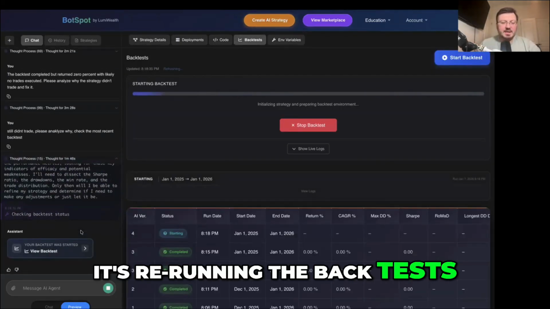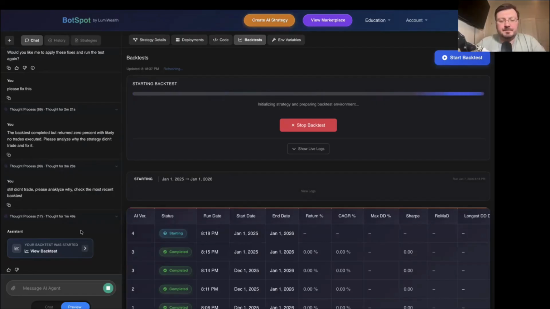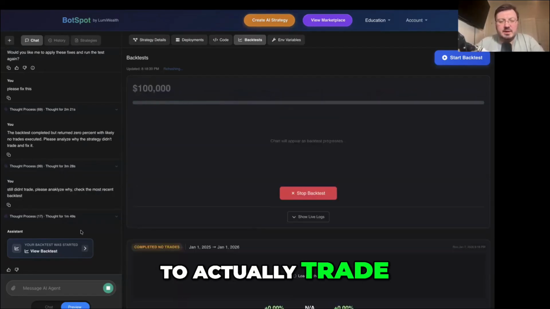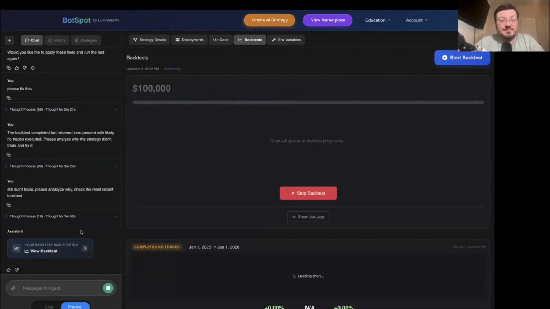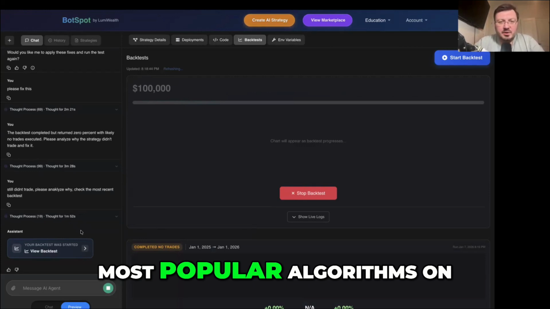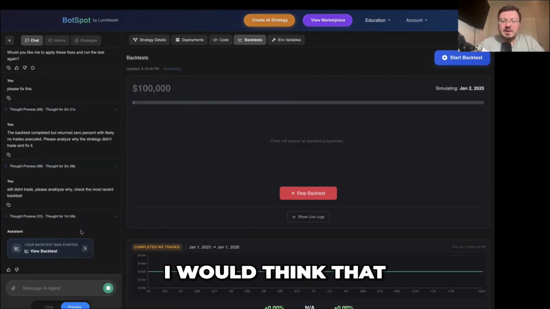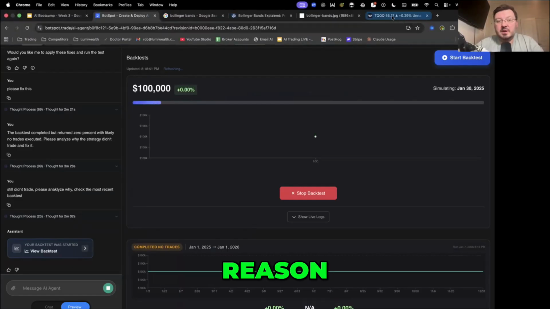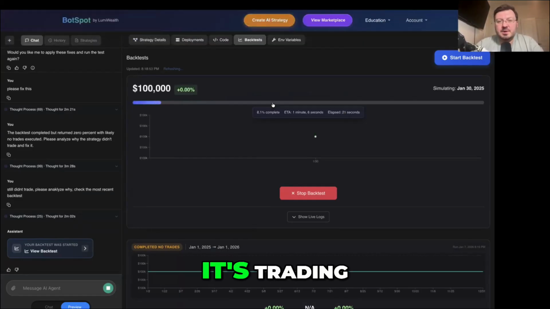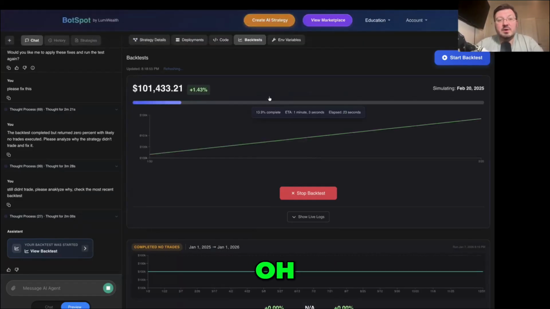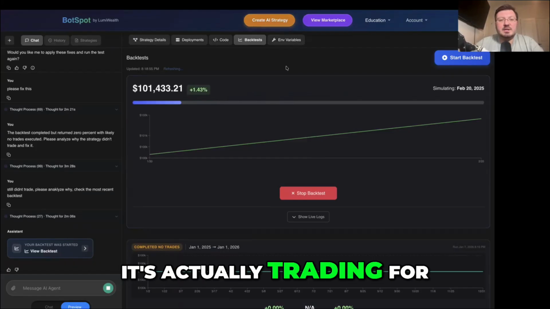It's rerunning the backtest, and let's see what happens here. Let's see if we can get this thing to actually trade. Let's see if it actually makes any money. It's one of the most popular algorithms on TradingView, so I would think that it's popular for a reason. Okay, it's trading. Still no trades. Oh, there we go. It's actually trading for us now. Cool.